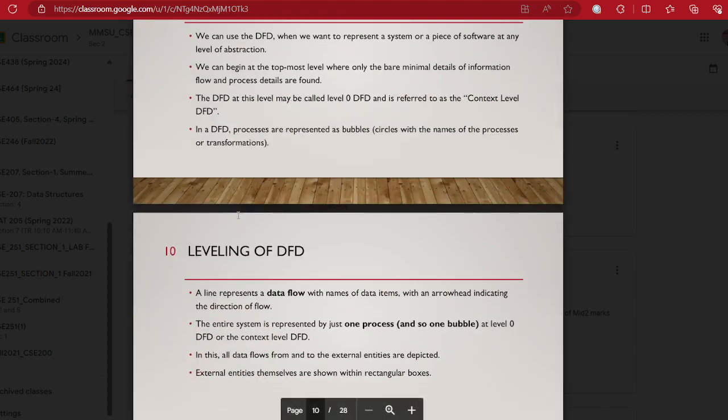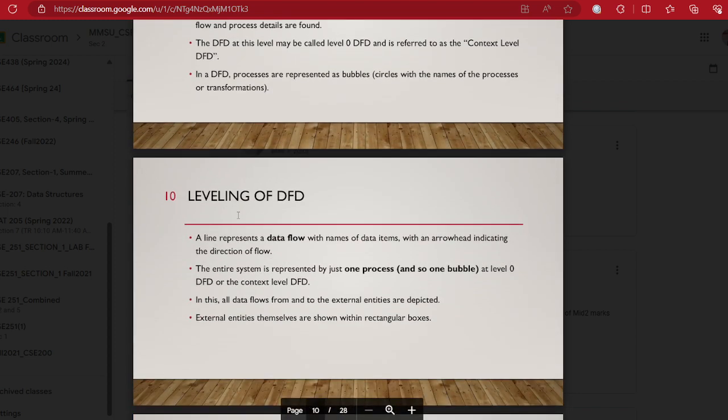That's all. And in leveling of DFD, obviously we can expect that when there are more data stores, more origins and destinations, the data flow will be more, so that we can represent the abstraction at a deeper level.